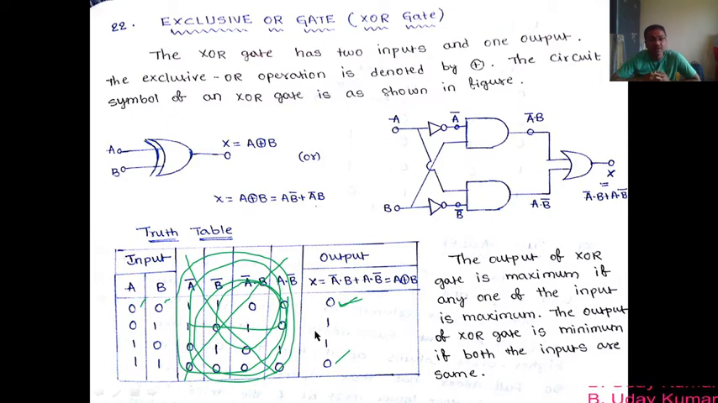Once again I am repeating, exclusive OR gate is the gate whose output is maximum when any one of the input is maximum. You can say that even minimum also. The output is maximum when any one of the input is maximum or minimum. So you can define it in another way also. The exclusive OR gate is the gate whose output is maximum when the inputs are not same. So this is another definition that you can write for exclusive OR gate. Choice is yours. Whatever definition you feel convenient, you write it in your examination. So that's it, this is about exclusive OR gate.